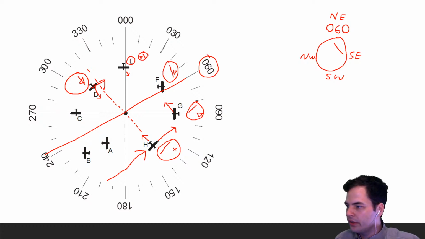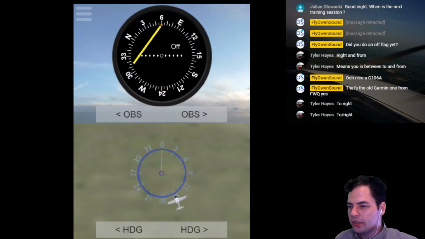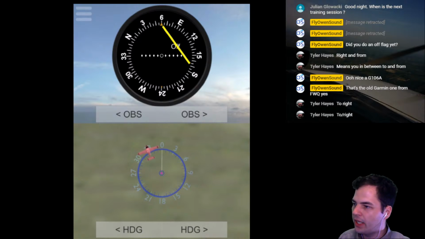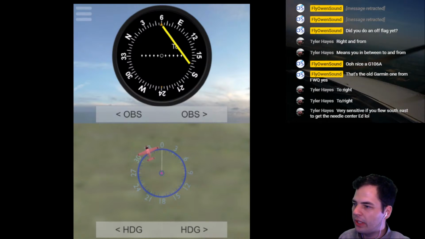Okay, let's run that one actually, just for the sake of putting it in. So we still have 060 here. So here's the right indication. Here's where the off flag would be, but he's not quite right on that line. So he's just a touch to the south of that line like that. So he's somewhere like that, but he's pointing the other direction. Again, doesn't matter where the airplane's pointed. Yeah, very sensitive if you flew to the southeast to get the needle center.